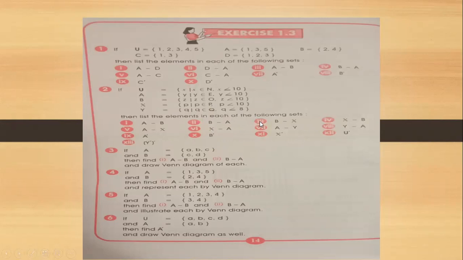Then list the elements in each of the following sets and also draw the Venn diagram. So add in this question that you have to draw the Venn diagrams also. Now I have given you this question and these parts. You have to find the difference between the sets. Is it clear? You can easily find the difference. You have to find A dash, X dash, U dash, and you can also find Y double dash.